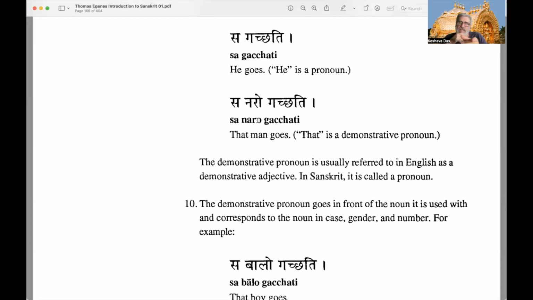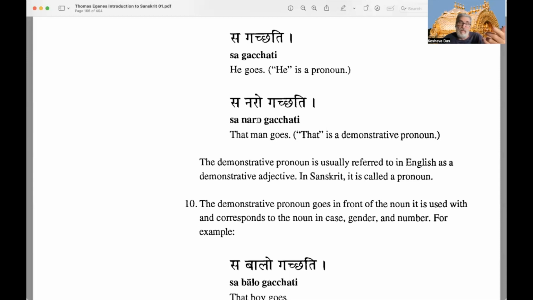So here we have the same thing. The saha, the pronoun, becomes adjectival. It describes the man. Which man goes? That man goes. Is it that man or this man that goes? It's that man that goes. So it's not any man, it's that man. So it describes the particular man. So the demonstrative pronoun that can also be a translation of the third person pronoun, right?